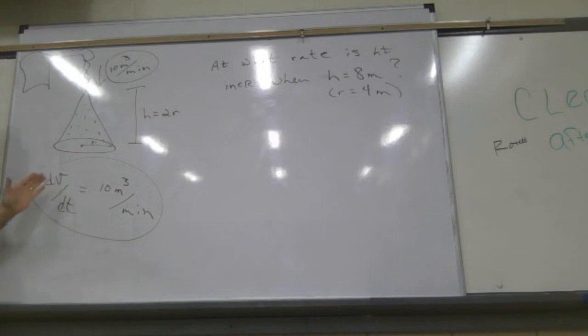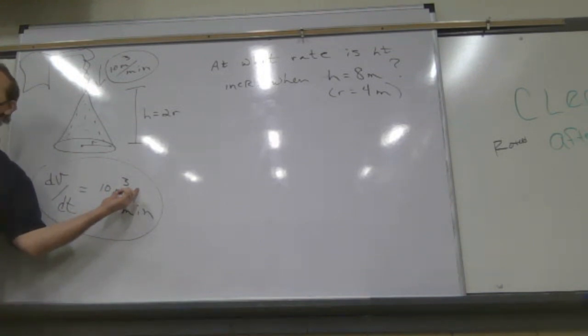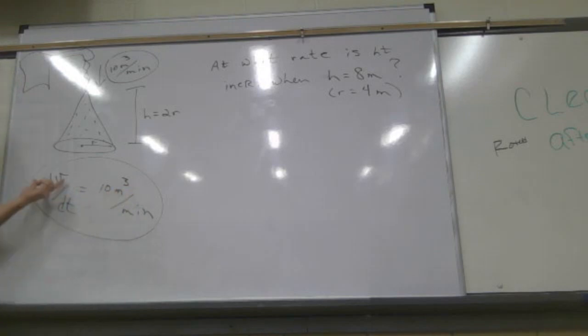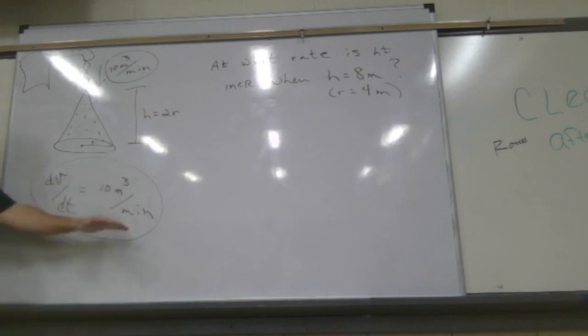But anyway, what if I wasn't sure? Let the labels do the talking. So cubic meters is what? Volume, right? So this is change in volume with respect to, and minutes is time. So you can let the labels do the talking here. So dV/dt is 10 cubic meters per minute.